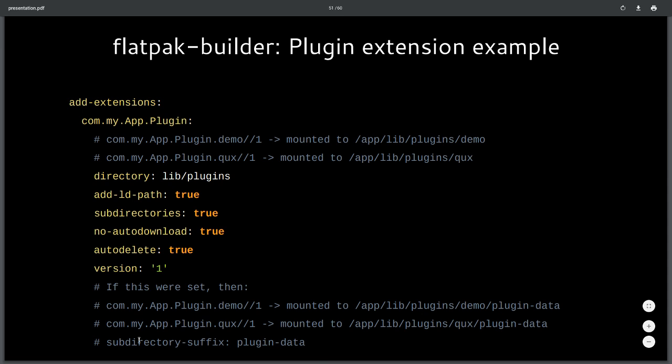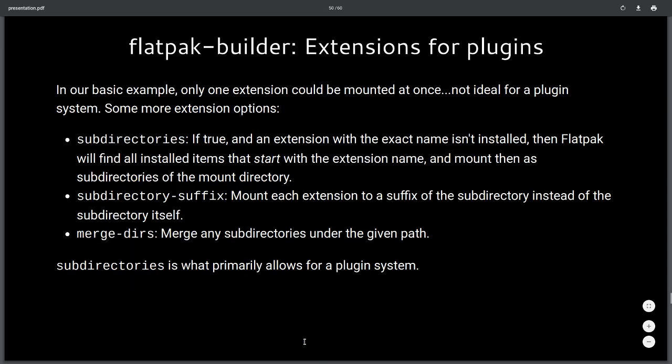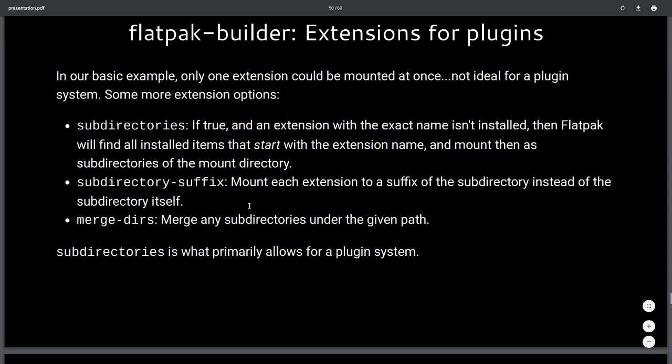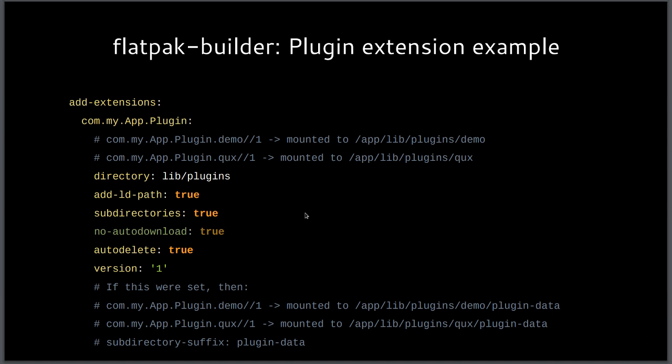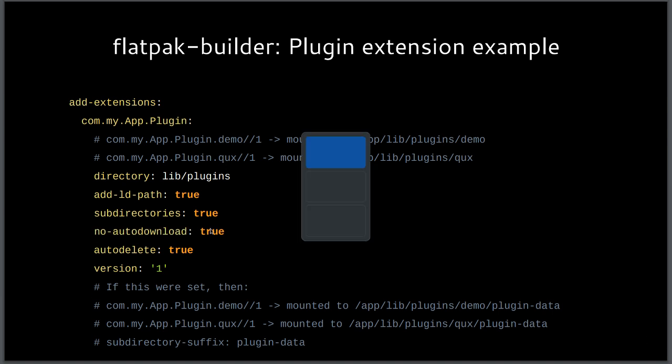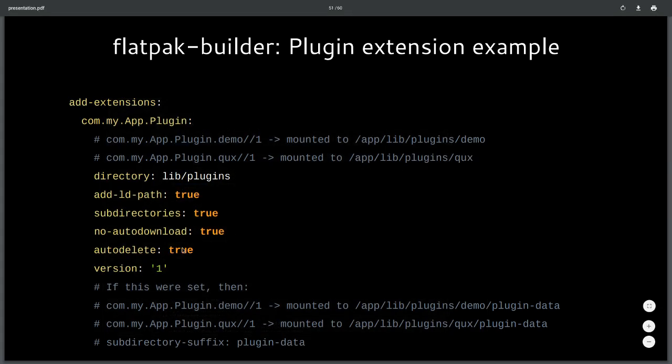And then we can also set subdirectory-suffix, which instead of mounting right here, would actually mount it to a subdirectory of the extension's own subdirectory. You're almost never going to use that in practice. And another one that we want to specify is no-autodownload, because we don't want to try and download every single extension when our app is installed. But basically this, I believe HexChat uses this in practice.